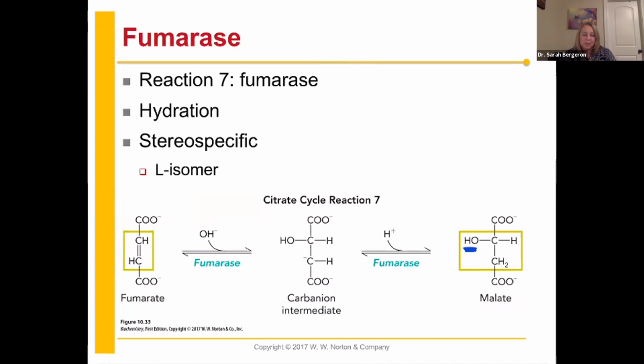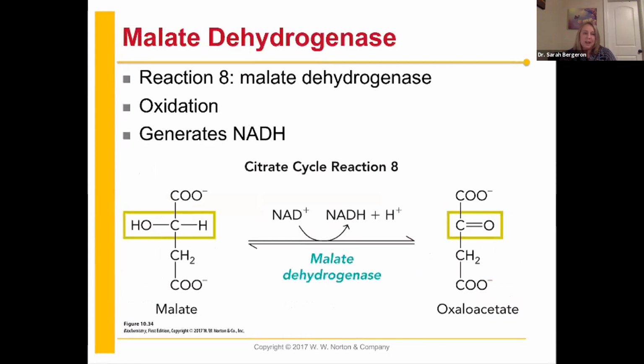Okay, so the next one is malate dehydrogenase. Malate dehydrogenase is another oxidation reaction. We're going from malate to, guess what? We are regenerating our initial substrate, which is oxaloacetate. So this one is another dehydrogenase, so that we are undergoing conversion and movement of those electrons, right? So we are going to lose some hydrogens in this reaction.